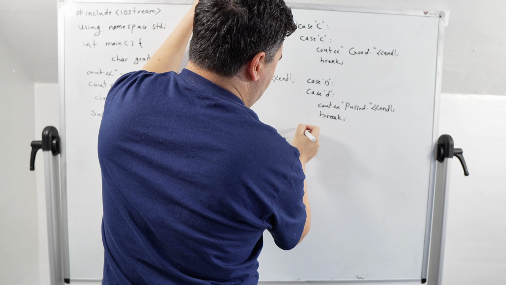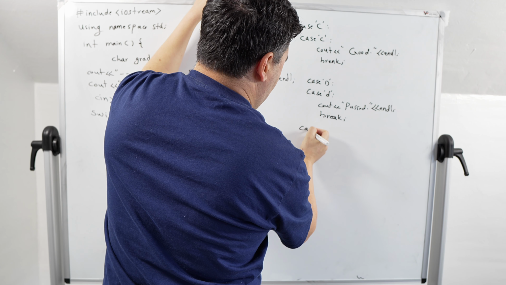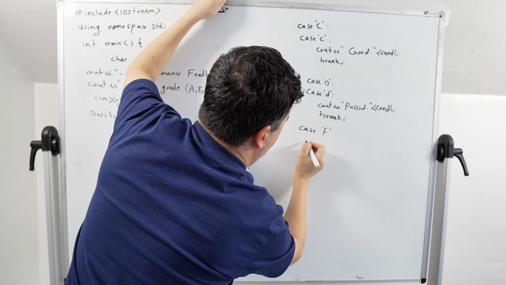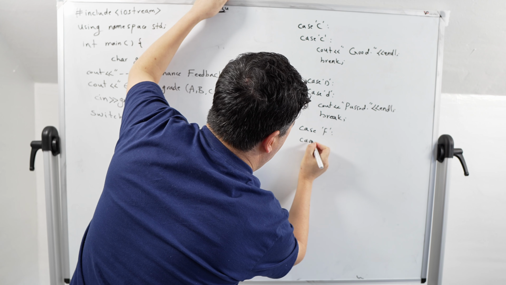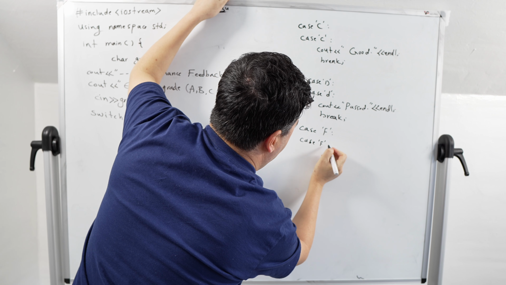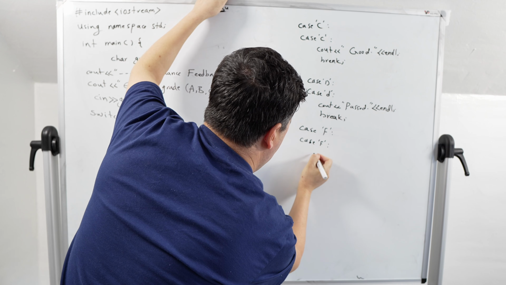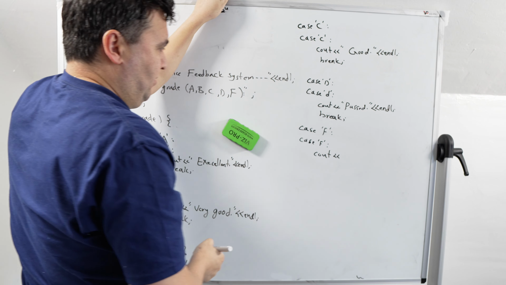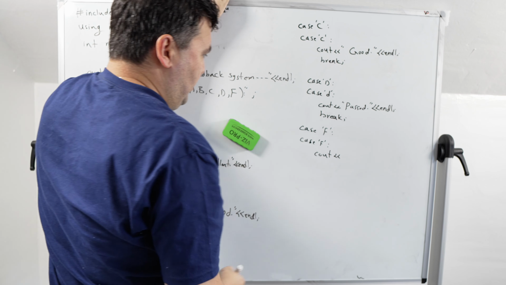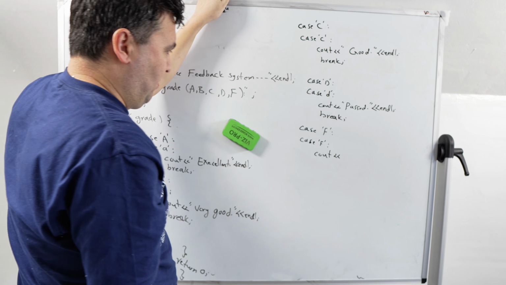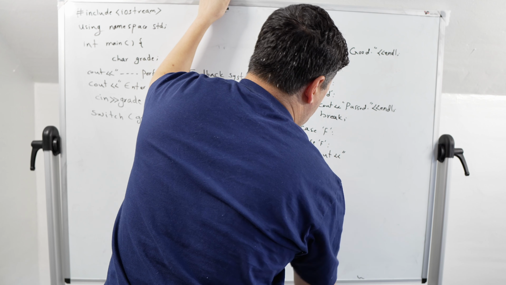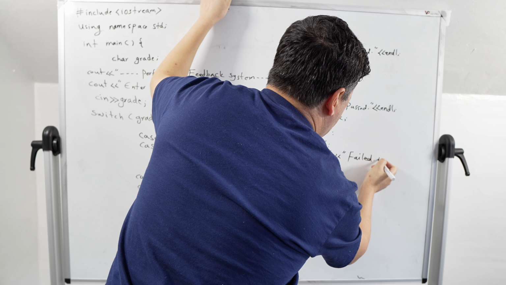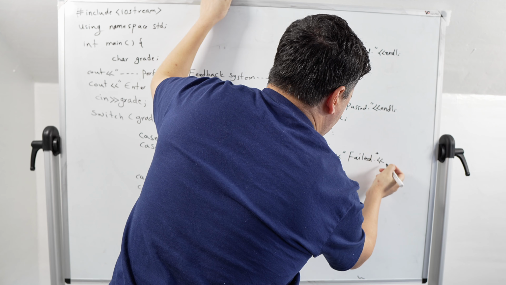And if the user enters F, so we check for case capital F, case small f, and then we cout failed. Because if you get F grade, it means you failed on that subject and you have to repeat that subject, and again you have to pass the exam. So we write failed, endl.